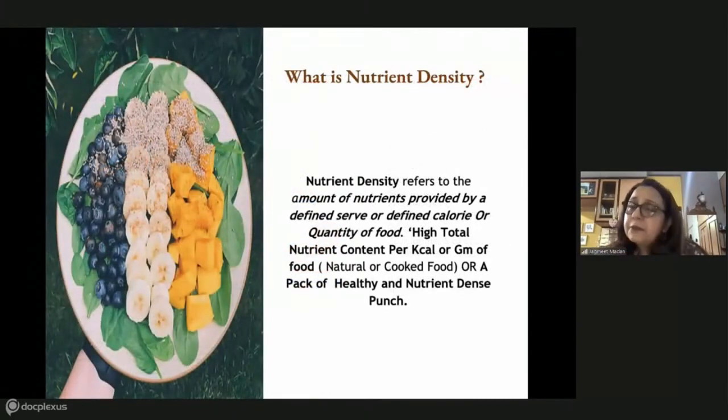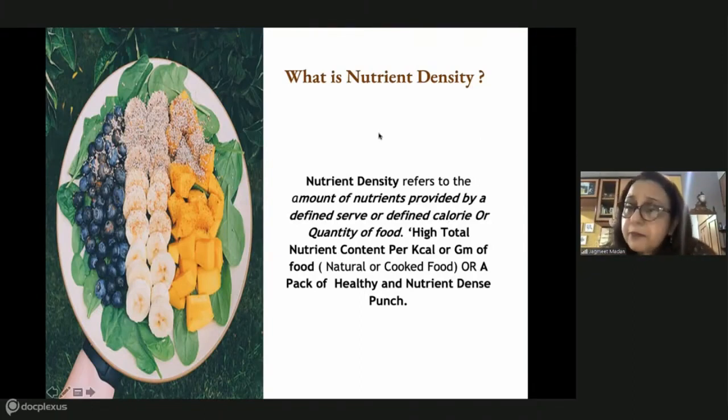Now, then I bring you to the next concept, and that is that people should understand how do I get more by eating less? And that is the term which I think every family physician needs to understand, and make the patient understand, that there is a word called nutrient density. That means how much of nutrients can be provided by one serving, or a defined caloric intake, or a defined quantity of food is the nutrient density of that food.